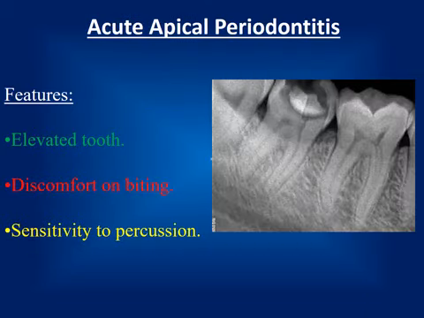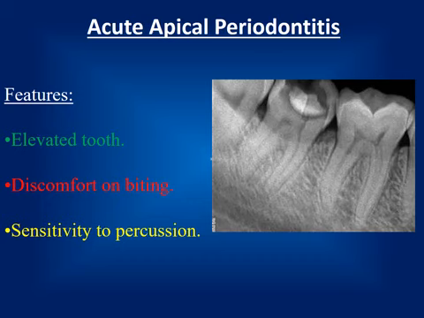Acute apical periodontitis. This happens when the bacteria reach the apical periodontal tissue. Here, in this region, the periodontal tissue is very thin and will form acute inflammation, therefore trying to elevate the tooth. That's why the patient feels an elevated tooth.